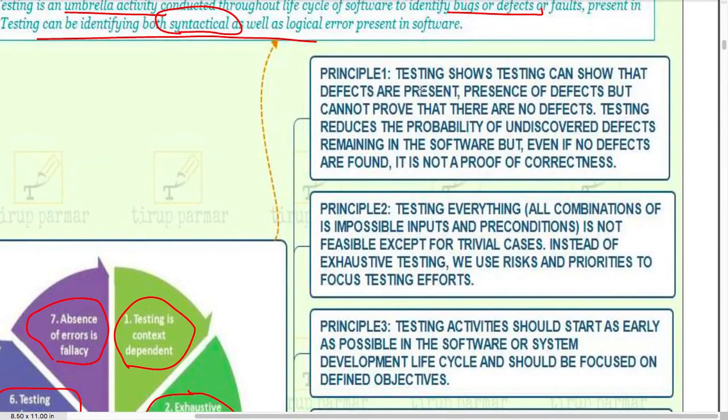So let's discuss. As you can see, I have provided those points here as well. Principle 1: testing shows the presence of defects, but cannot prove that there are no defects. Remember, testing cannot prove that there are no defects. Defects are always present there. Testing reduces the probability of undiscovered errors.